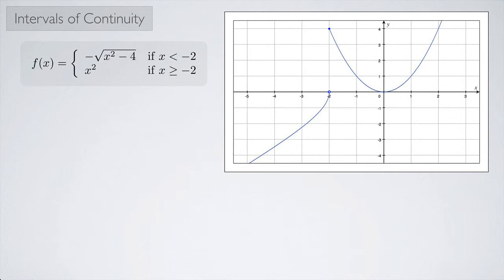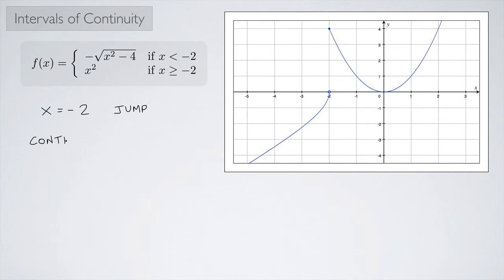And from the graph, we see here's the negative square root part, and then we have an open circle here. And then here's our x squared starting with a closed circle, and then there's our parabola. So we see that negative 2 is where we have a jump discontinuity. That's where the problem is going to be. So at x equals negative 2, we have a jump. So let's do the intervals of continuity here.